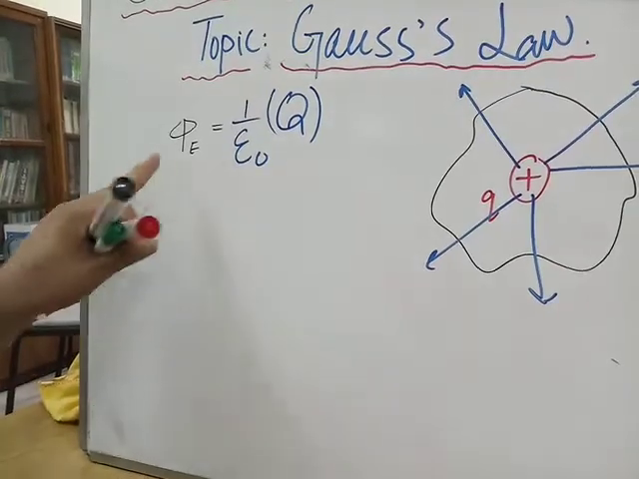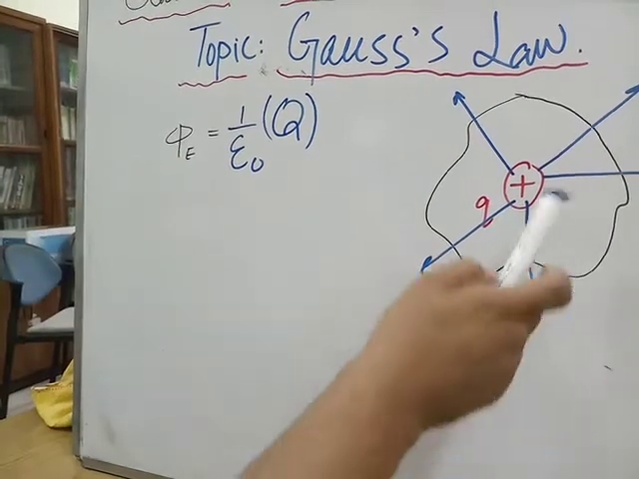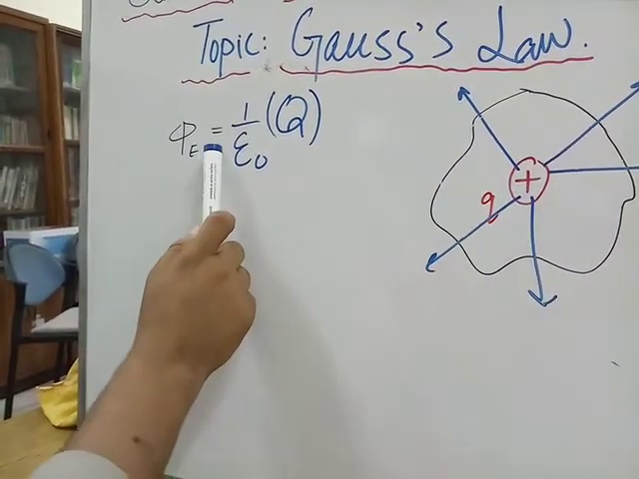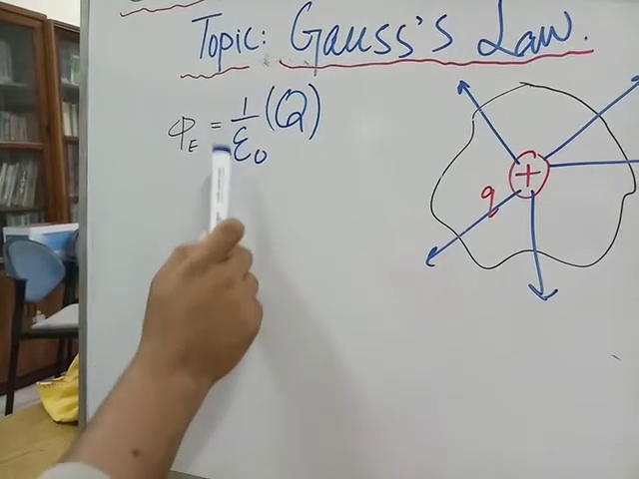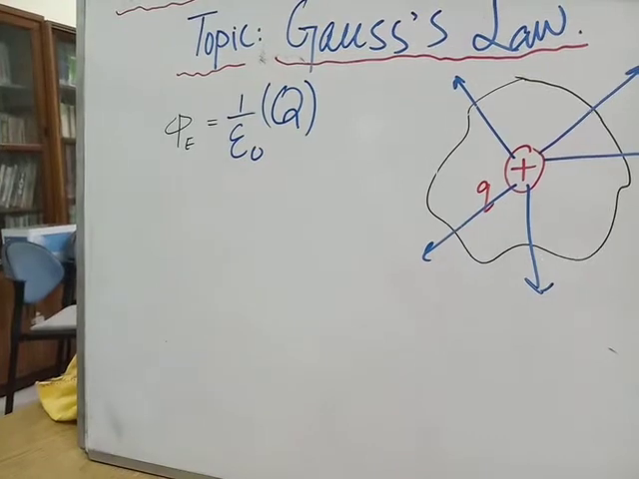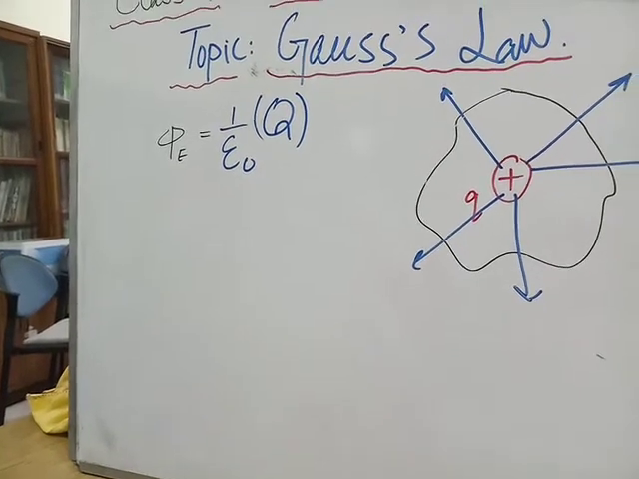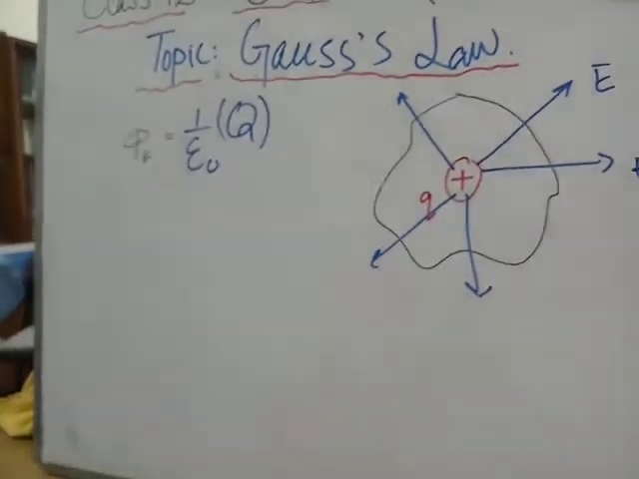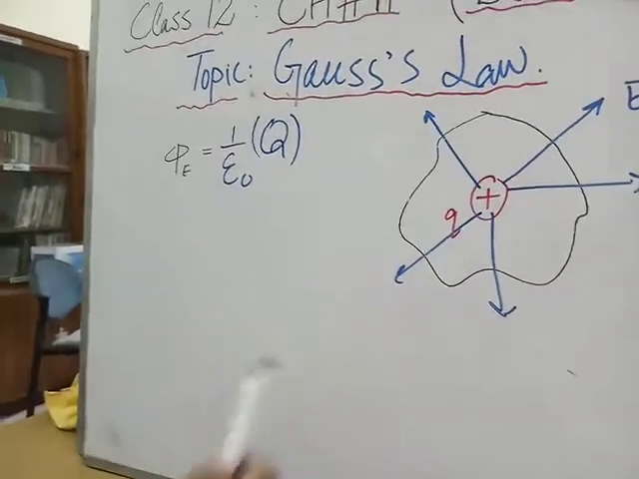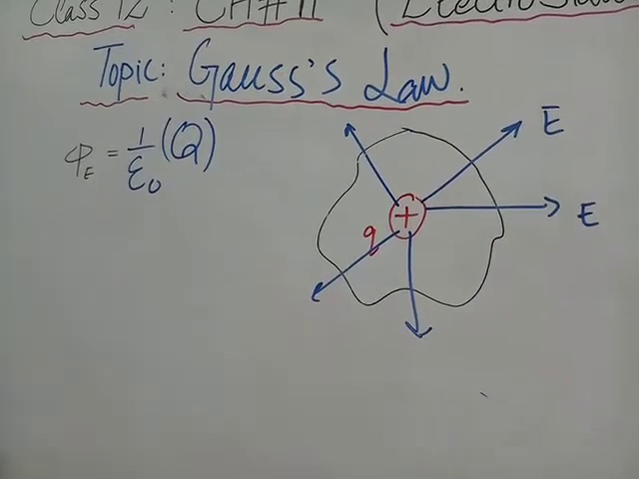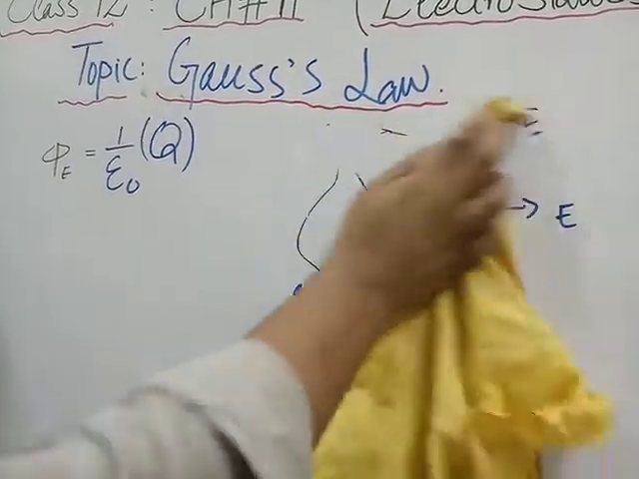The total flux of any charge which is enclosed in a surface is equal to 1 over epsilon naught times the total charge enclosed in it. So this is the flux for any charge which is enclosed in a closed surface. This is for an arbitrary surface. Now we are going to discuss Gauss's law.